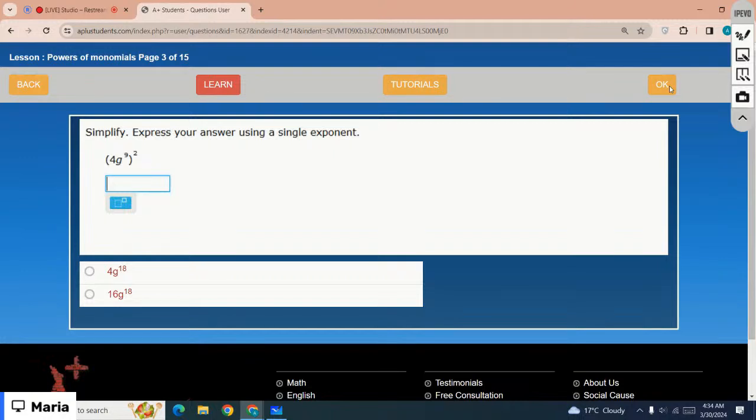The next one is 4g9 whole square, which is the correct option? The correct option is, yes, that is 16g18, option number 2 is the correct option. Very good.